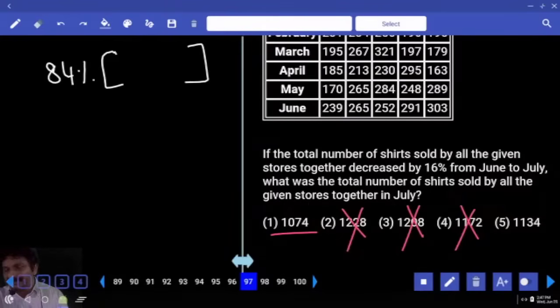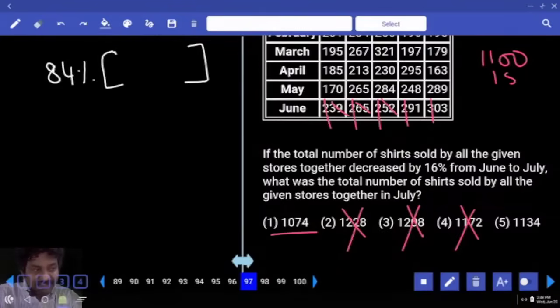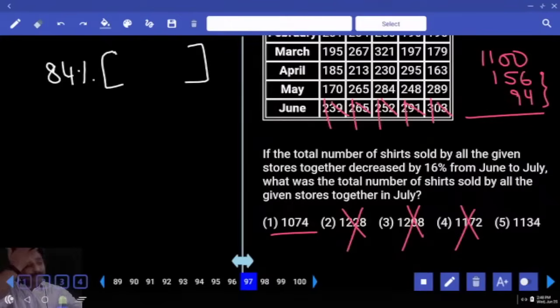So we need to calculate the total June value. Is that okay? 200, 200, 200, 200. 800, and 300. Remember, otherwise write 1100. Are you okay? 39 plus 65 is 104. 104 plus 52 is 156. 91 plus 3 is 94. Last two numbers, 156 plus 94 is 250. Okay? 250 plus 1100.